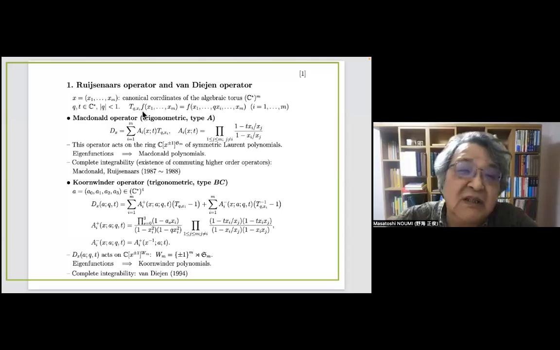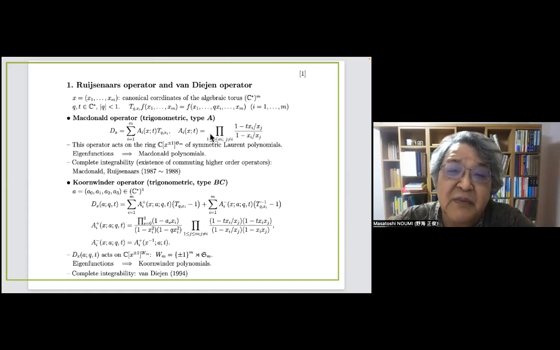So this T sub q,xi, I denote by this symbol the q-shift operator in the variable xi. So it multiplies the variable xi by q and leaves other variables unchanged. And so I wrote here the MacDonald operators in the trigonometric type A case. So D_x is a summation of this type of q-shift operators. And here you have a coefficient, Ai(x; t), which is defined by this rational function. So in the numerator, you have 1 minus t xi over xj, and in the denominator, 1 minus xi over xj, where j runs over the indices which are distinct from i.